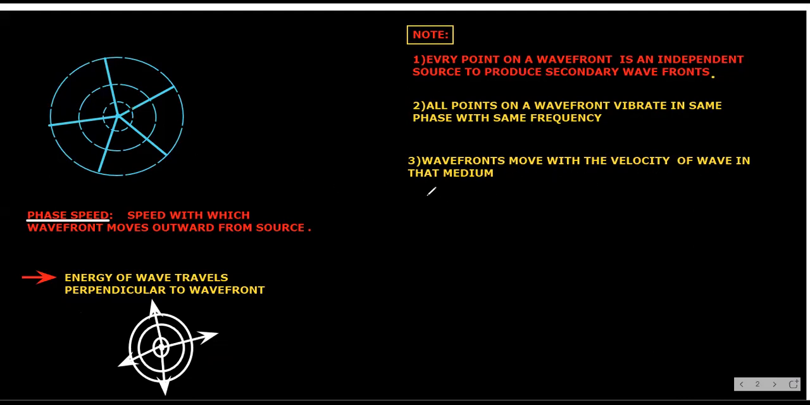Next, wavefronts move with the velocity of the wave in that medium. Already I told you, the wavefronts move with the velocity of the wave in that medium. With whatever velocity that wave is moving, with that velocity only the wavefront will move in that particular medium. Got it? That is how the concentric circles move, with the wave speed, or velocity of that wave in that particular medium.